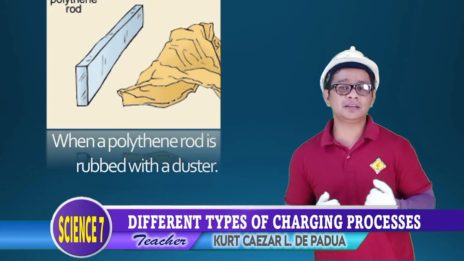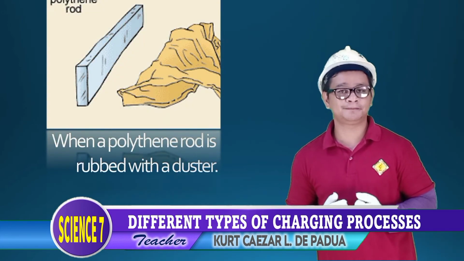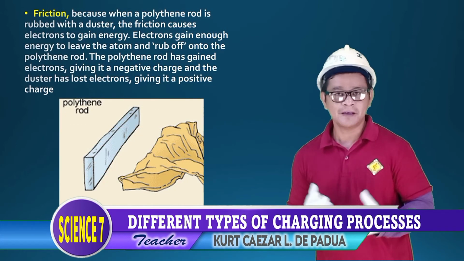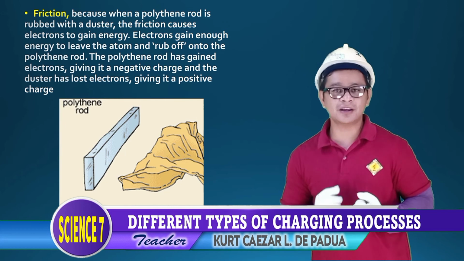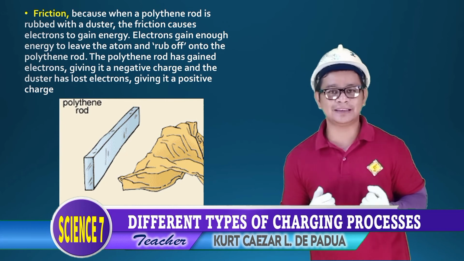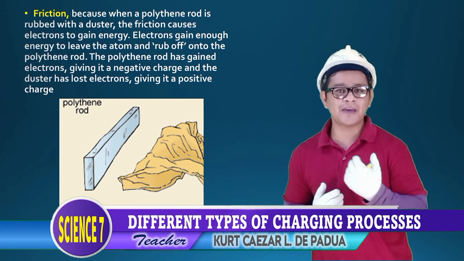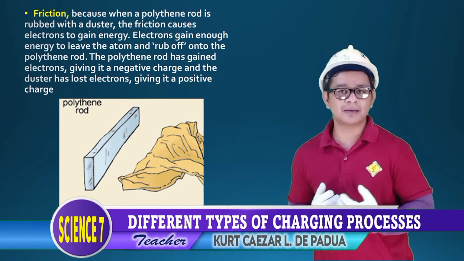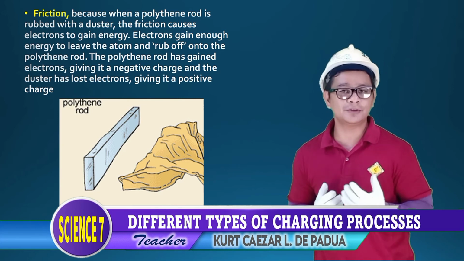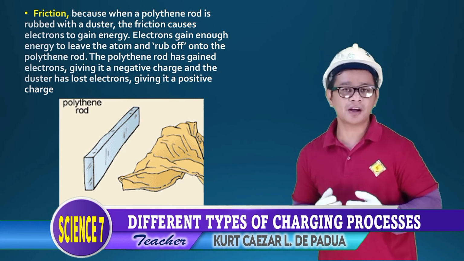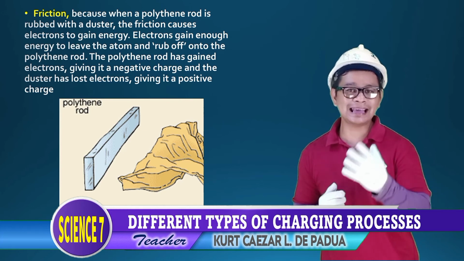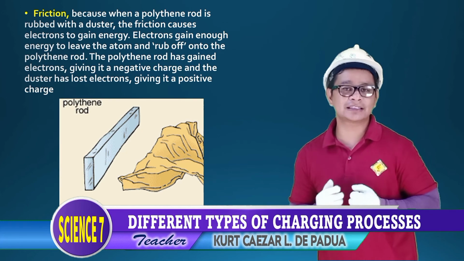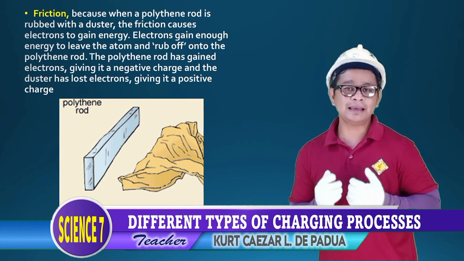When a polythene rod is rubbed with a duster, it's friction. Because when a polythene rod is rubbed with a duster, the friction causes electrons to gain energy. Electrons gain enough energy to leave the atom and rub off onto the polythene rod. The polythene rod has gained electrons, giving it a negative charge, and the duster has lost electrons, giving it a positive charge.